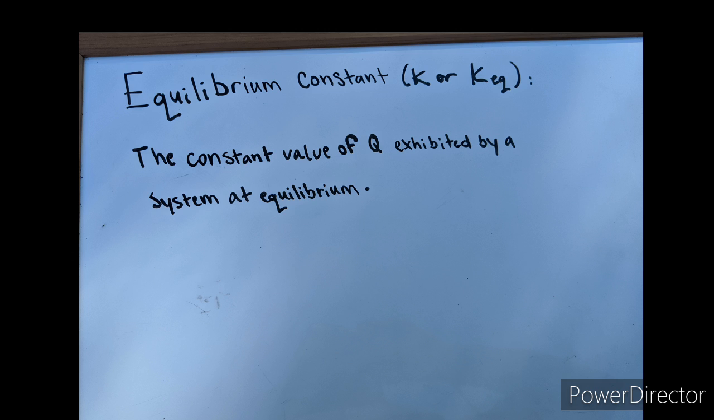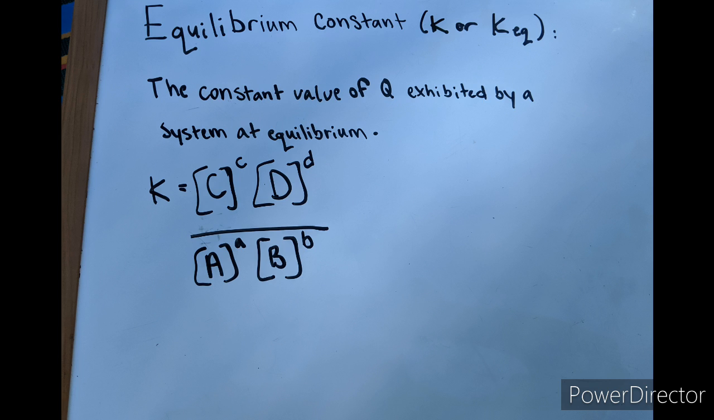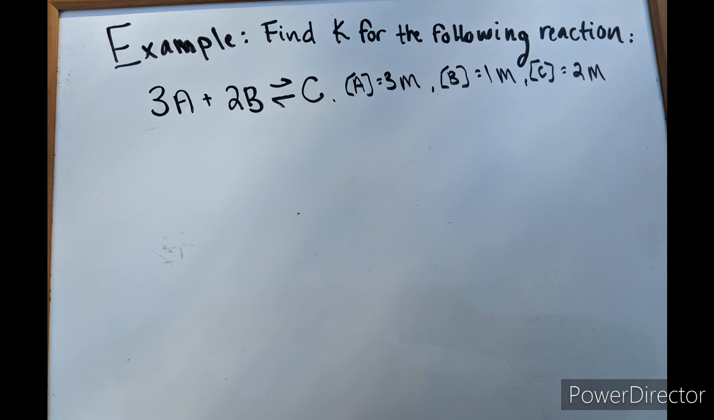We must also understand what an equilibrium constant is. An equilibrium constant is the constant value of Q exhibited by a system at equilibrium. The equilibrium constant K is also represented by the following formula. Now let us solve an example to test your understanding.